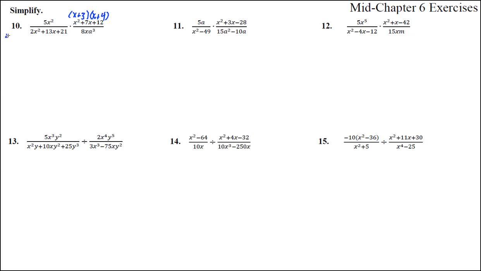times 21 is 42. It could be a 1 and a 42, 2 and a 21, 3 and a 14, and let me see, 6 and a 7. It looks like 6 and 7 add up to 13. So we're going to have 2x squared plus 6x plus 7x plus 21.